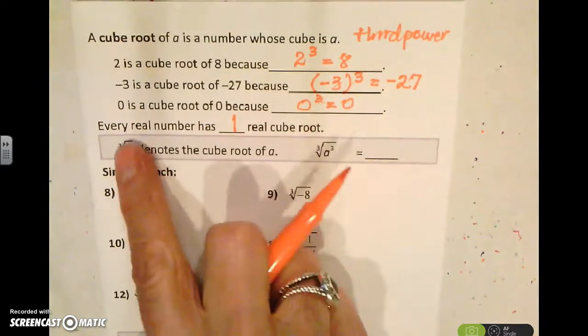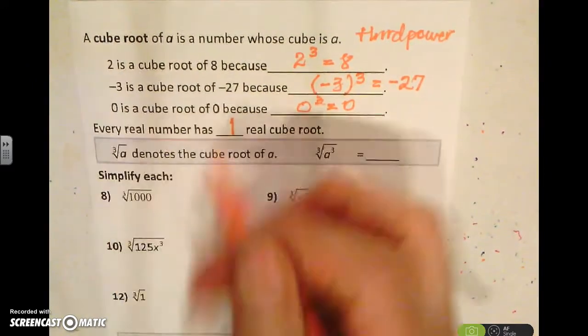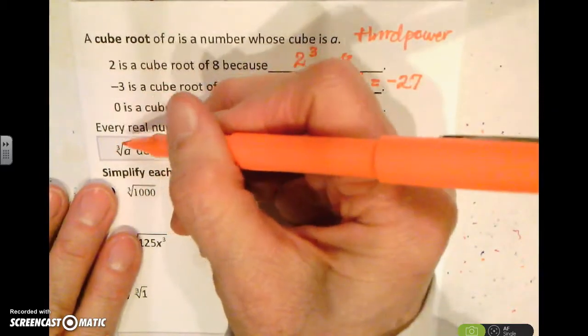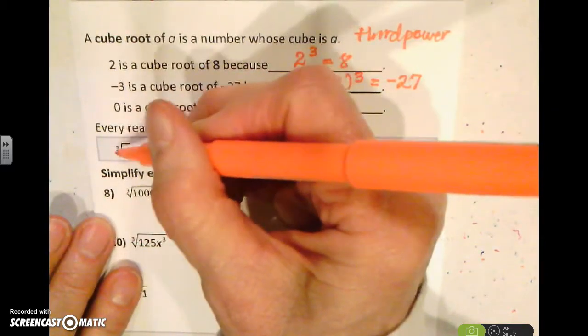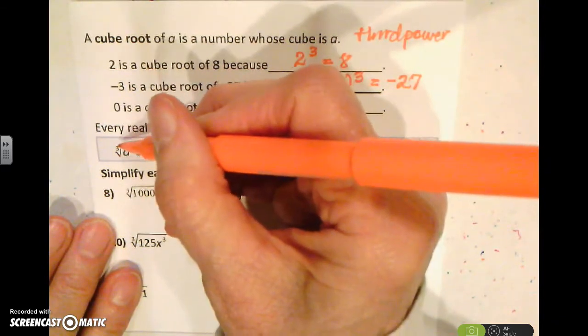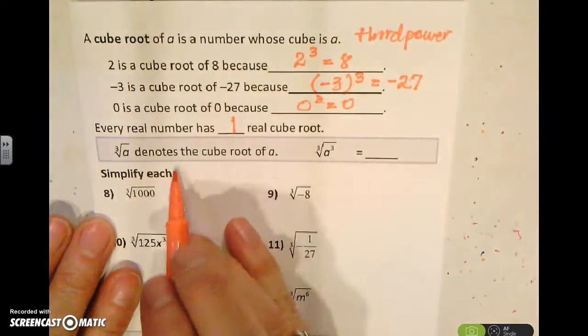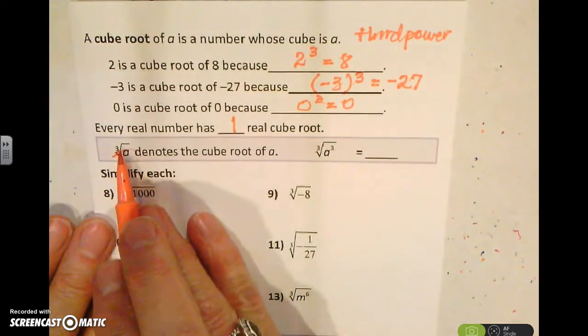So the cube root of a denotes the cube root, the symbol right there. And notice the difference between that and a square root. With a square root, there's nothing right here, and if there's nothing, that means a square root. But for a cube root, there's going to be a 3 in the index spot right there. So that's going to denote the cube root.